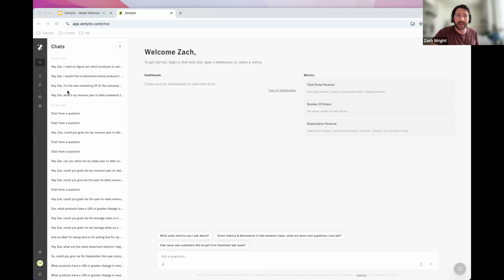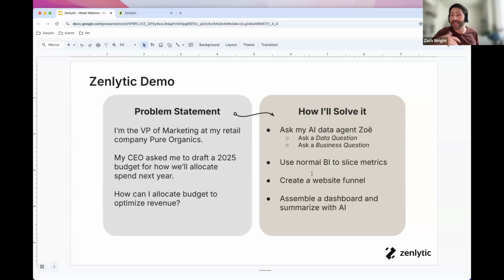So what I'm going to go through in this demo is exactly how Zenlytic, especially with Zoe, is a true self-service platform, a whole entire BI platform using AI. So for the demo, I'm going to have this problem statement. I'm taking on the persona of a VP of marketing at a retail company called Pure Organics. And my CEO just pinged me and he said, hey, Zach, I need you to put together a 2025 budget for the marketing department. We need to allocate money to increase our sales growth rate next year. So my question to myself for the team is, how can I allocate budget to optimize for that revenue?